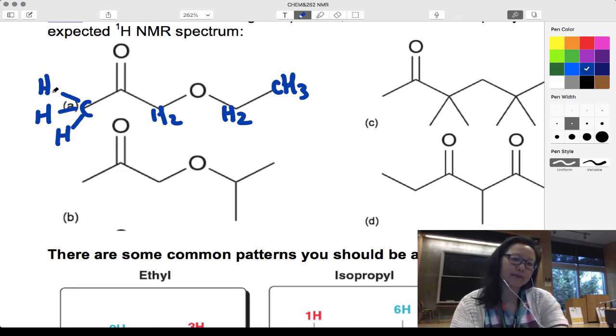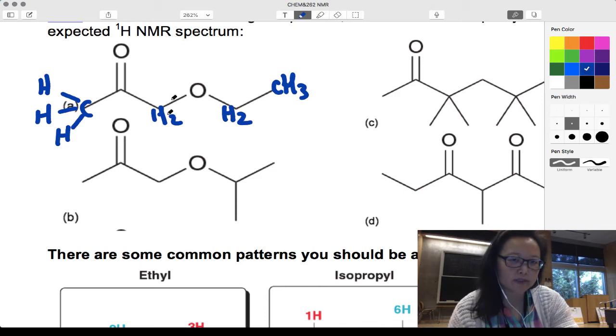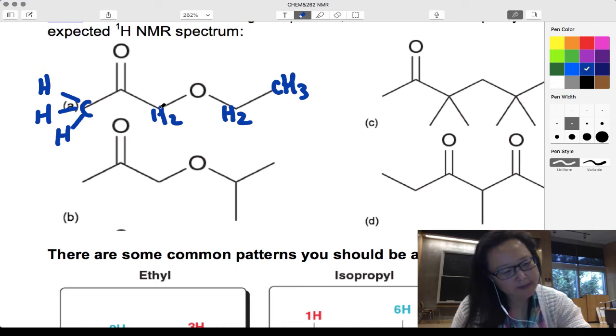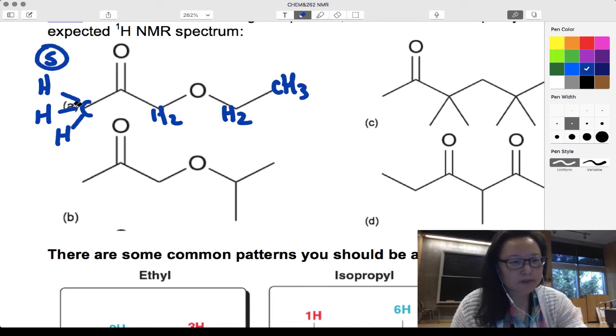You see them. You see how many bonds they are to the next nearest hydrogen, which is way over here. So 1, 2, 3, 4. So these hydrogens are attached here. So 4 sigma bonds is not enough to observe splitting. So this will be a singlet over here. These two also are too far away from these, so these will be a singlet.